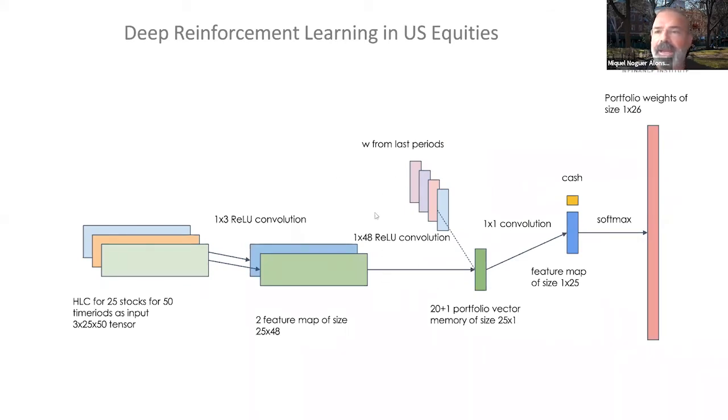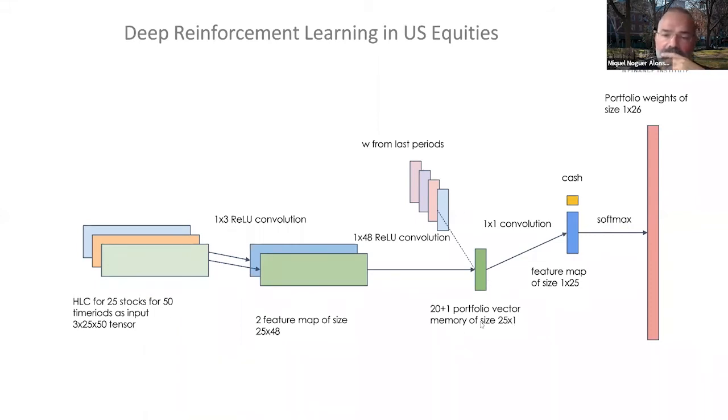In the paper, you'll find the details of all three models: recurrent neural networks, LSTMs (long short-term memory networks), and convolutional neural networks. Obviously, we don't have time to define them, but these are neural networks that you can actually learn to implement using Keras or PyTorch. So the idea is, we have the HLC for 25 stocks for 50 time periods.